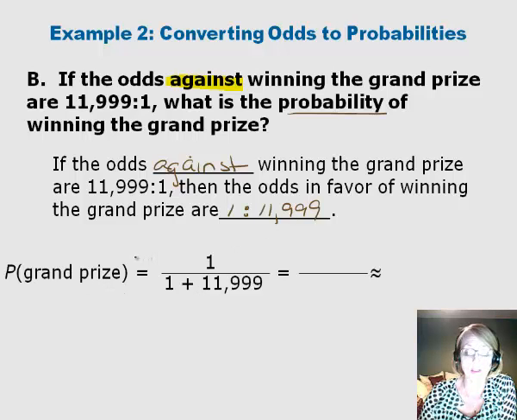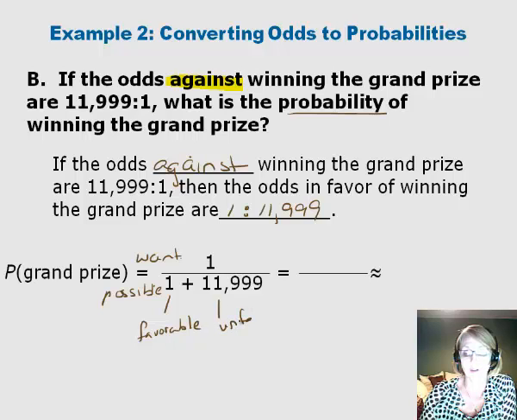Now the probability is what we want. We want to win. There's a chance of 1 over what's possible. Well, what's possible is the favorable and the unfavorable. So the probability is what we want, 1 over the sum of the favorable and the unfavorable, which would be 12,000, which is approximately 0.0008333. Not very good odds.